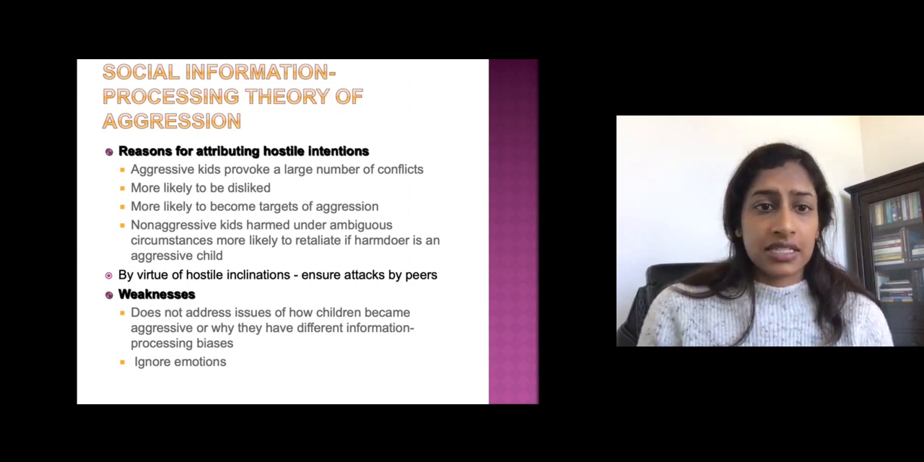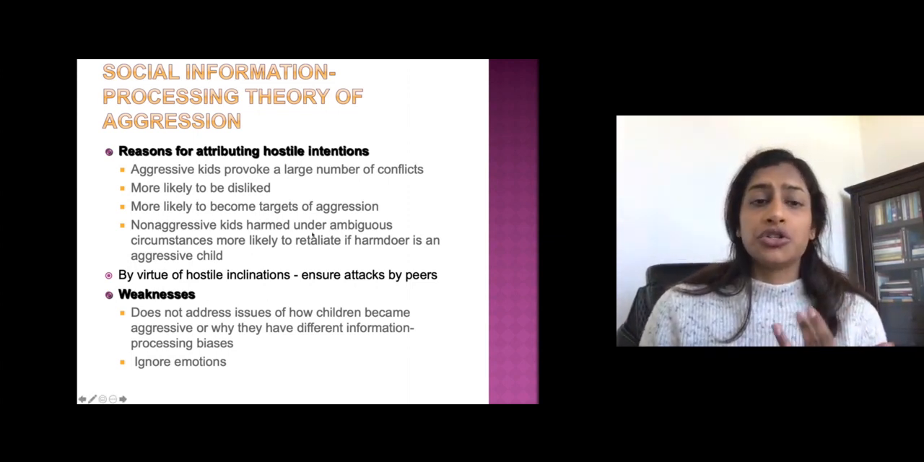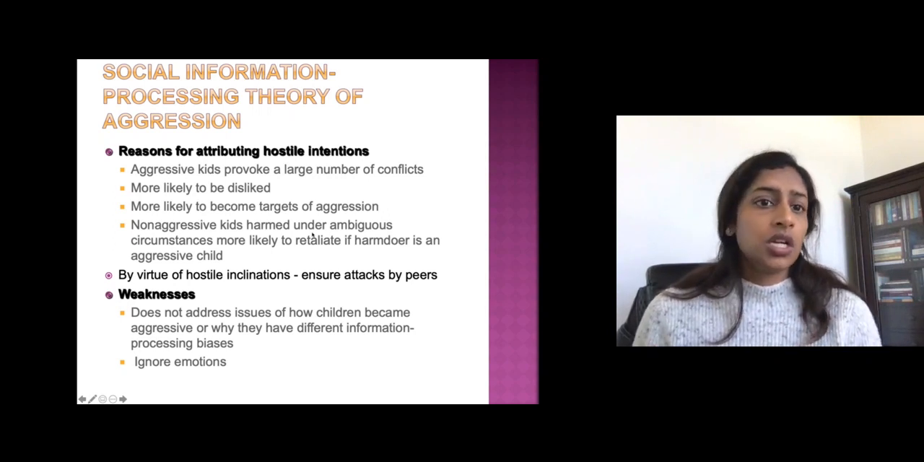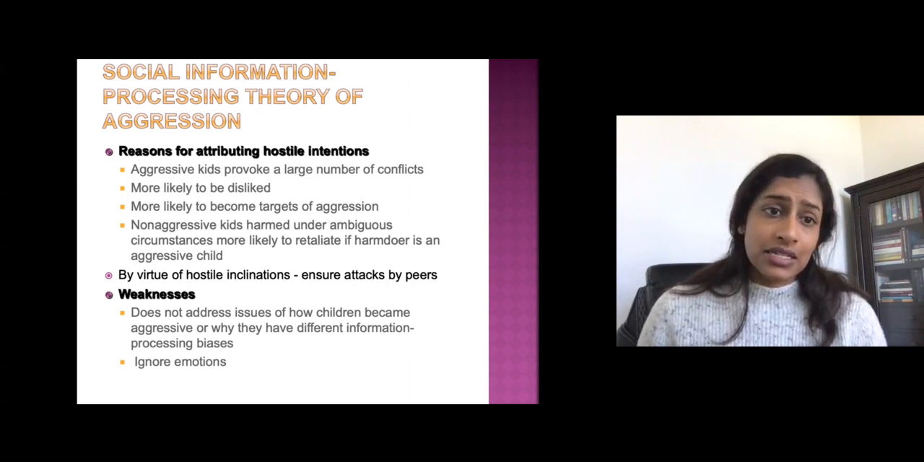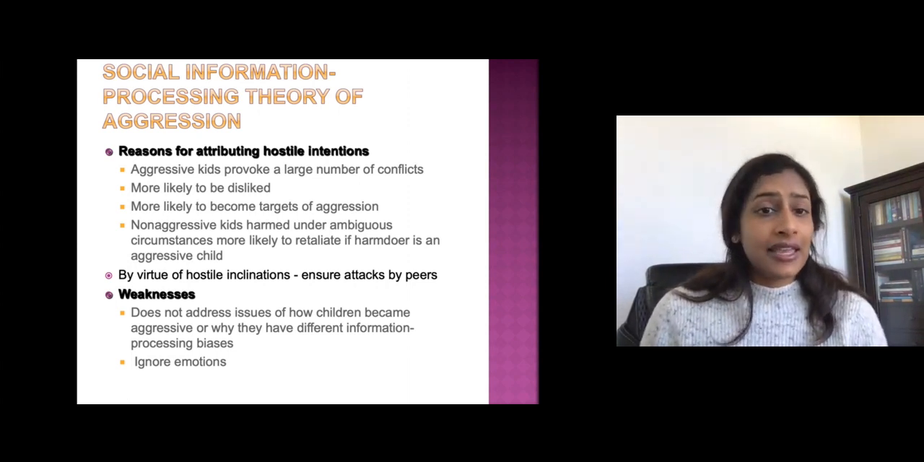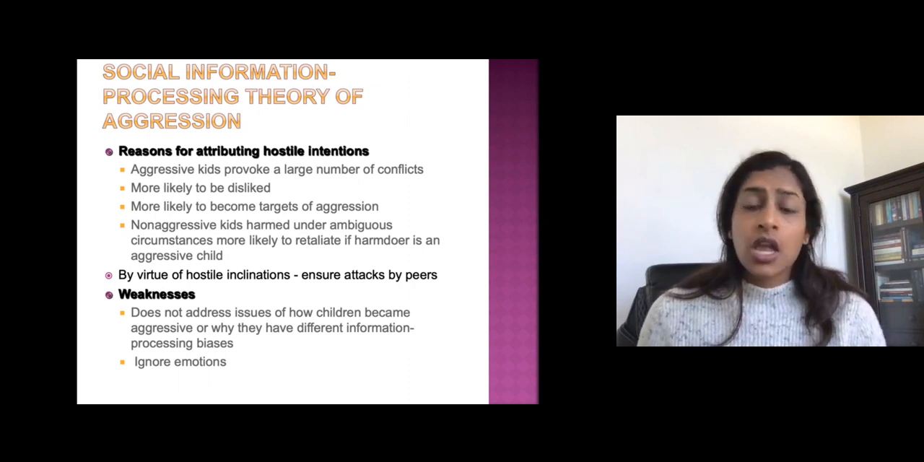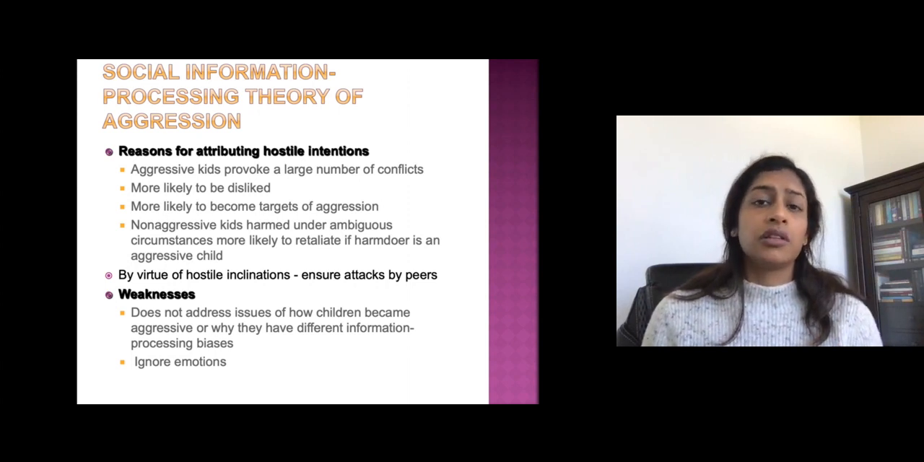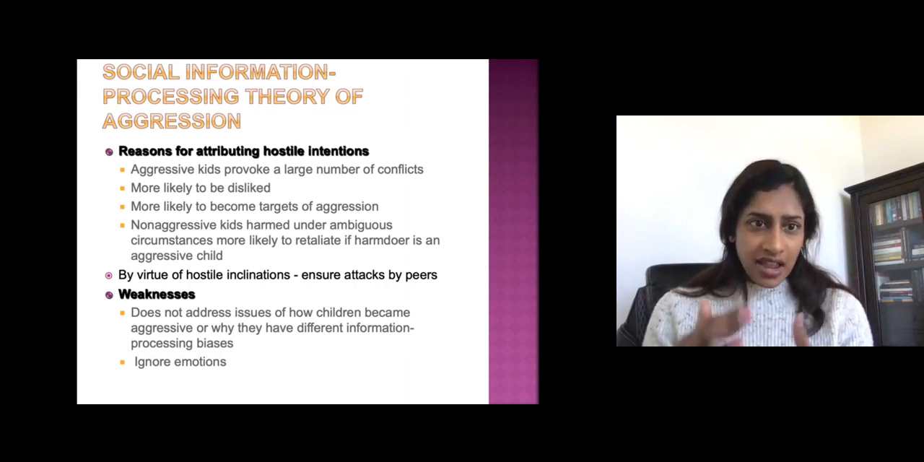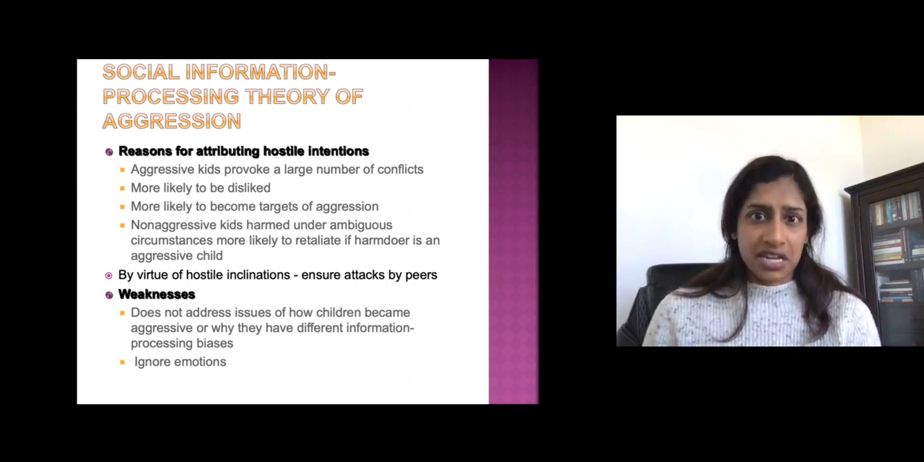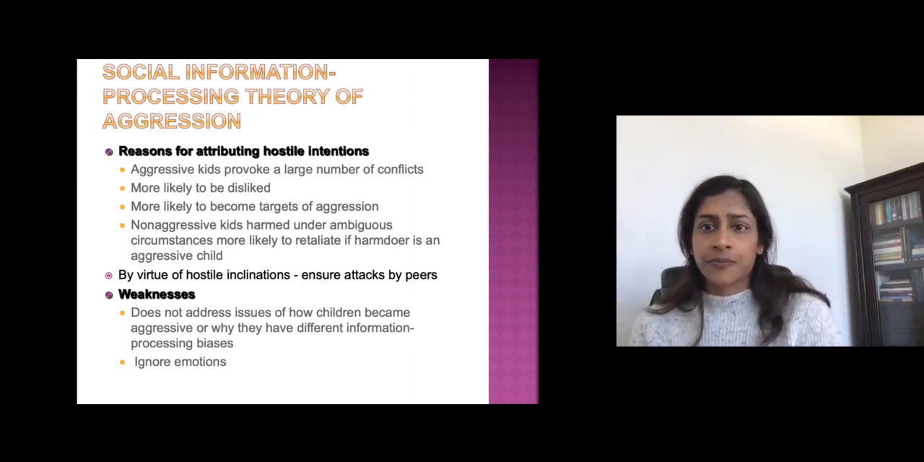And you can kind of see this here. So here are the reasons for attributing that hostile intention. Aggressive kids are provoking a large number of conflicts. They're more likely to be disliked. They're more likely to become targets of aggression. Non-aggressive kids harmed under these ambiguous circumstances are going to be more likely to retaliate if they perceive the person who's doing the harm as being aggressive. So we're starting to see this cycle, but also the interpretation matters.